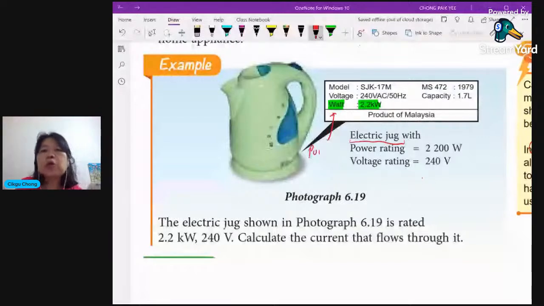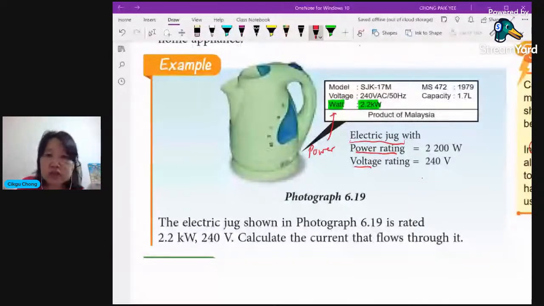So where are you going to get this figure? When you buy any electrical appliance, the label will give you all this. There will be a label somewhere. For this jug, at the bottom of the base, there will be a label to tell you all this information. V, voltage. You also need voltage in order to do the calculation. You need power, you need voltage. Voltage is also given to you.